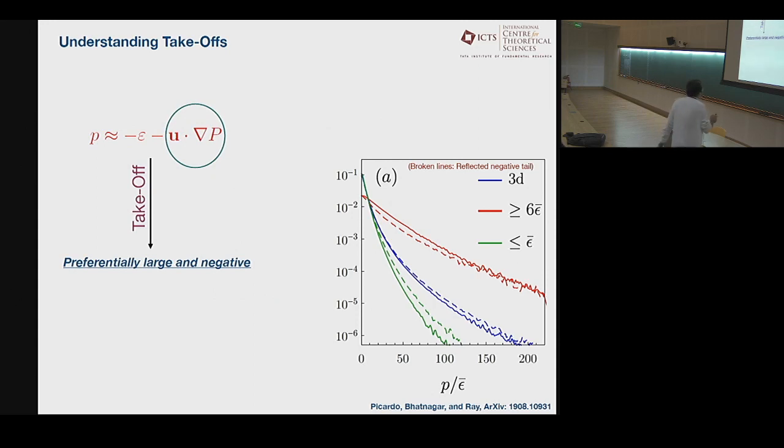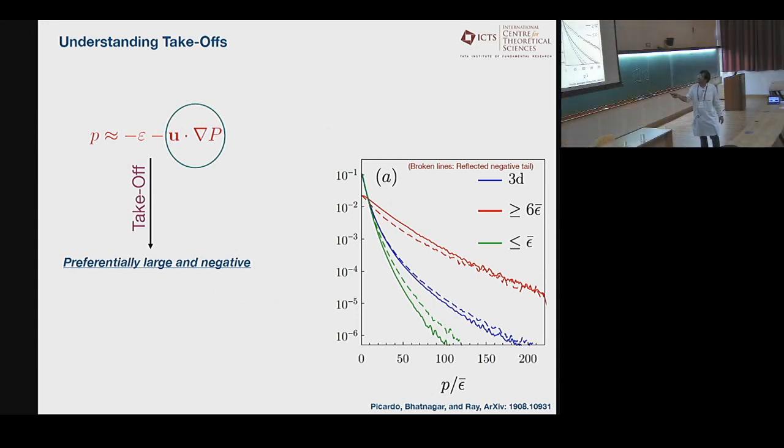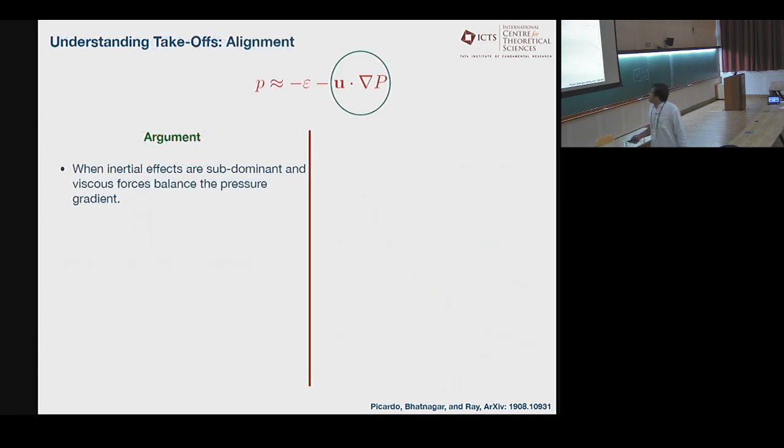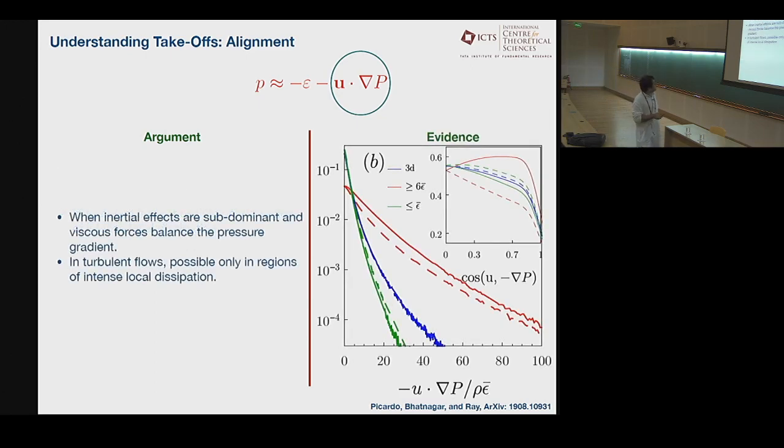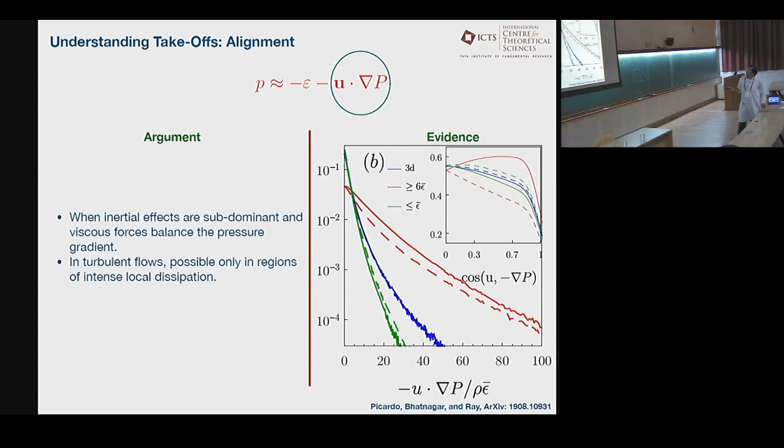So the question is, if this picture is correct, then this quantity must be preferentially large and negative. And do we see this? There's an argument, and I won't have time to go through this, but what you can show is that in high Reynolds number flows, where inertial effects are subdominant, the viscous forces balance the pressure gradients only in regions of intense dissipation. So let me go to the evidence, because I just have a minute, and the evidence is the following.